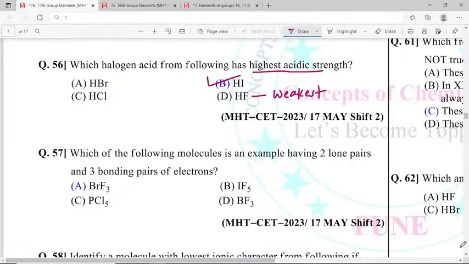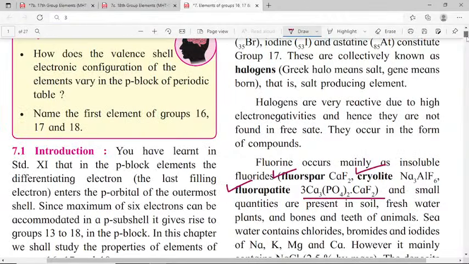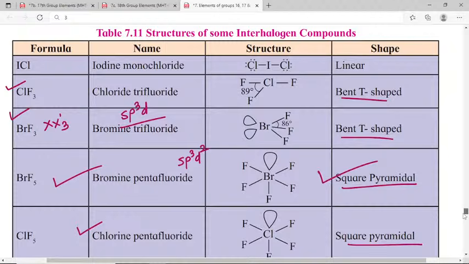Which of the following molecules is an example of having two lone pairs? Two lone pairs and three bond pairs. BrF3. BrF3 has two lone pairs and three bond pairs. So it is written here as lone pair. BrF3, two lone pairs and three bond pairs. Get it?